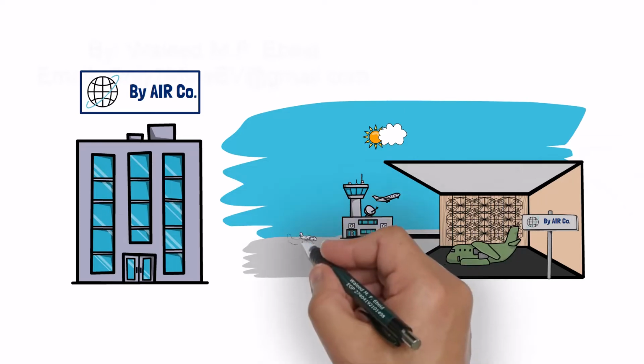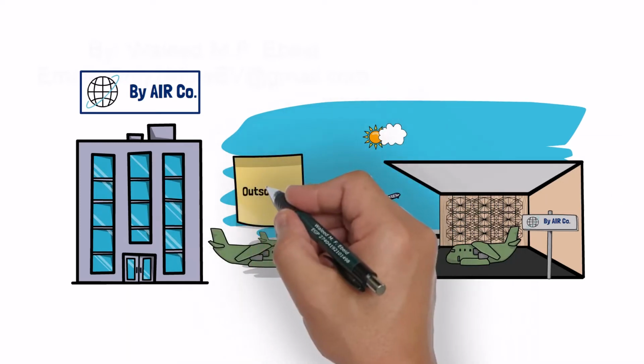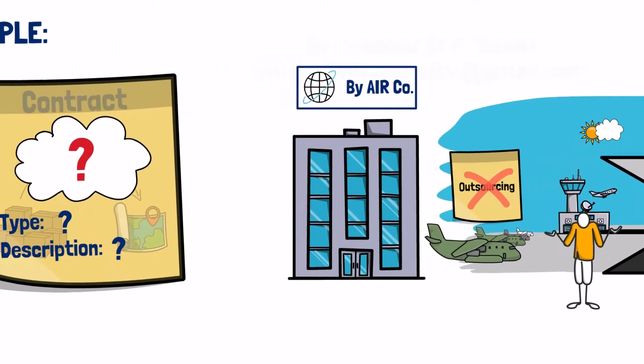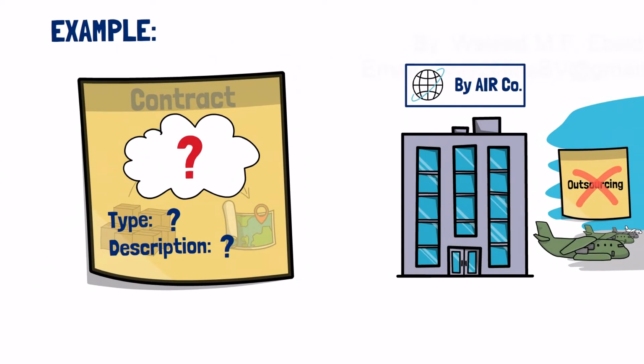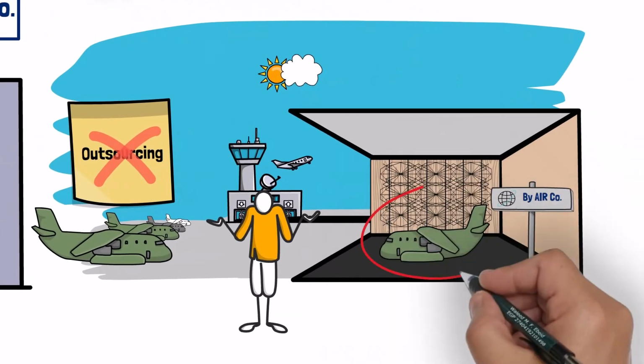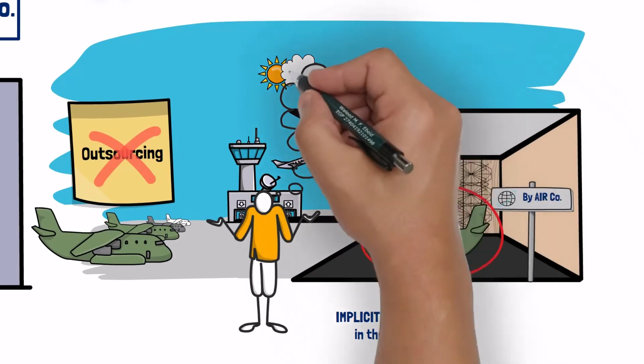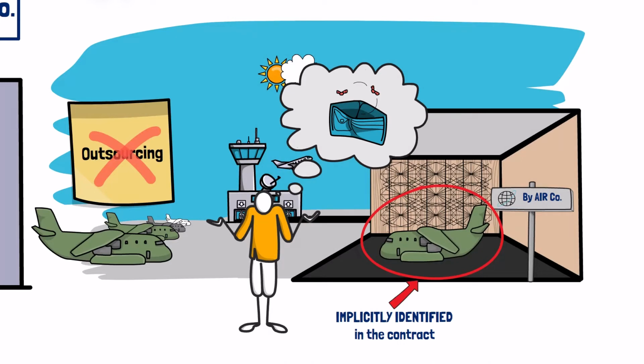In addition, the contract does not allow the supplier to outsource other airplanes from other suppliers to fulfill the contract. Here in this example, although the contract does not specify any airplane, there is an implicit identification of the supplier's only airplane, because the supplier has no other airplane except his own to fulfill the contract, and the contract does not allow the supplier to outsource other airplanes from the market.